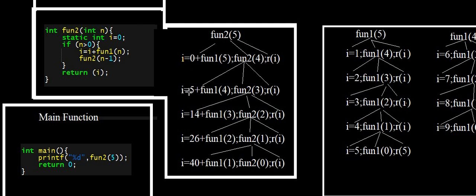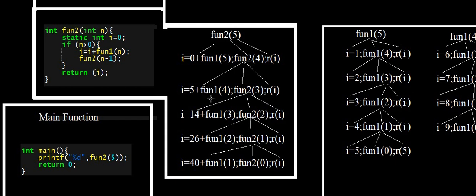So 5 plus 0, which is 5, and next function 2 of 4 will be executed, and here n is 4. Go to this location, and we will not execute the static statement because it has been already executed. Here i equals i plus function 1 of n. In the same manner, now i is equal to 5, 5 plus function 1 of n, and here n is 4 because it is coming from this function, so function 1 of 4. Also you can write function 2 of 3, because 4 minus 1 is 3, and return of i, because we don't know the value of i.